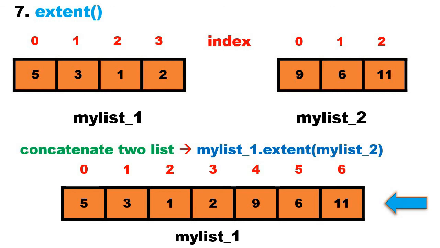Here there are 7 elements combined inside mylist1, that is in my first list: 5, 3, 1, 2, 9, 6 and 11. These 9, 6, 11 were present inside mylist2 previously. Now they are present inside mylist1. Okay, if you want to combine 2 lists inside a single list, you have to use extend or the plus symbol. Okay, that is you can concatenate 2 lists.